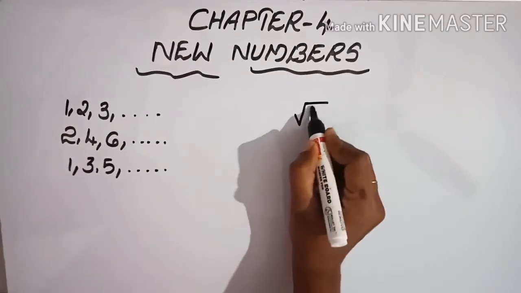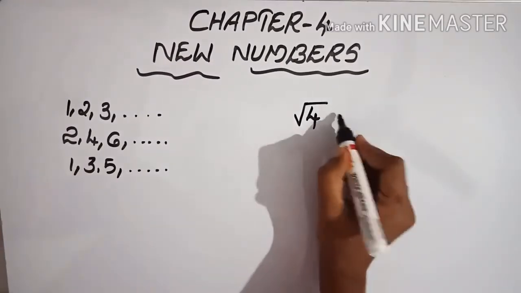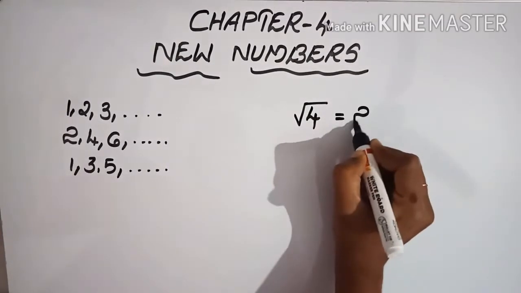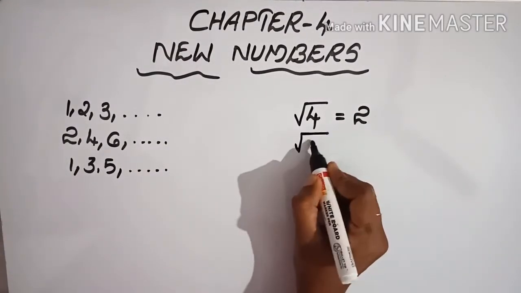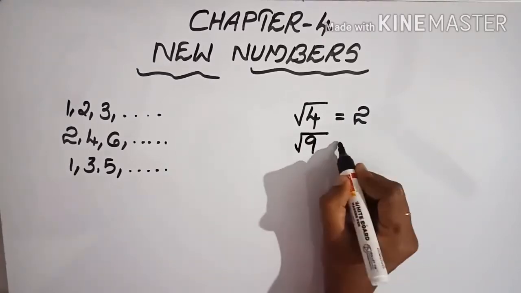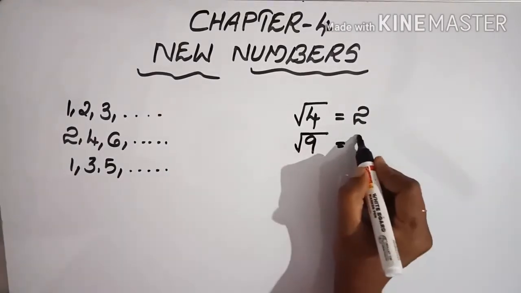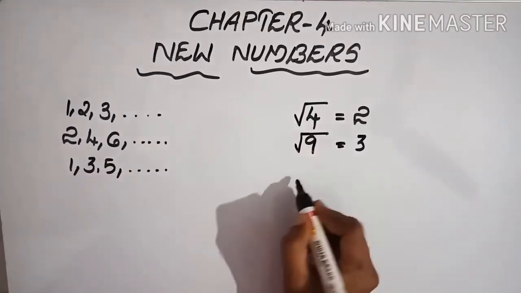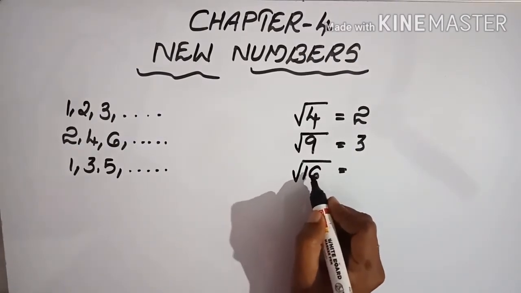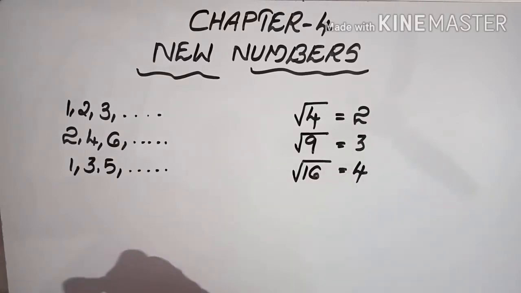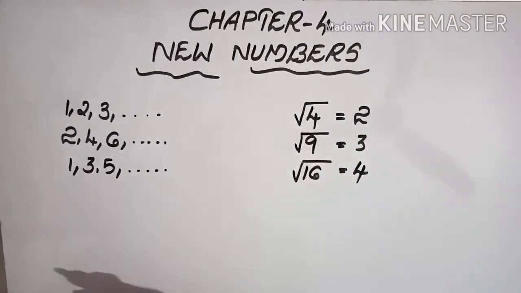That means root 4. What is the value of root 4? Root 4 value is 2. 2 twos are 4, so root 4 is 2. Next, root 9. What is root 9? 3 threes are 9, so root 9 is 3. Then next, root 16. What is root 16? 4 fours are 16, so it is 4. So you know about these numbers also.